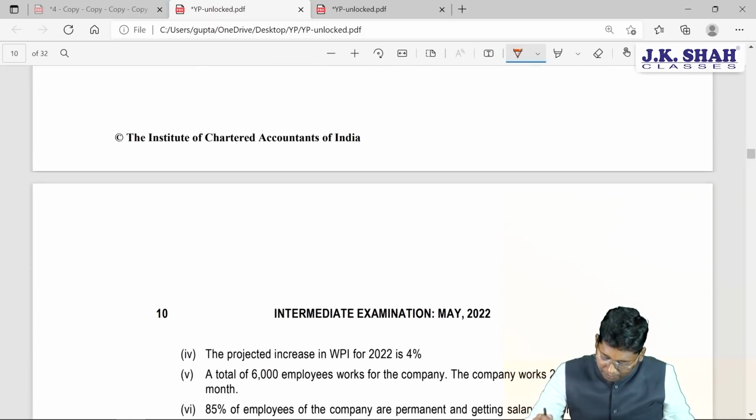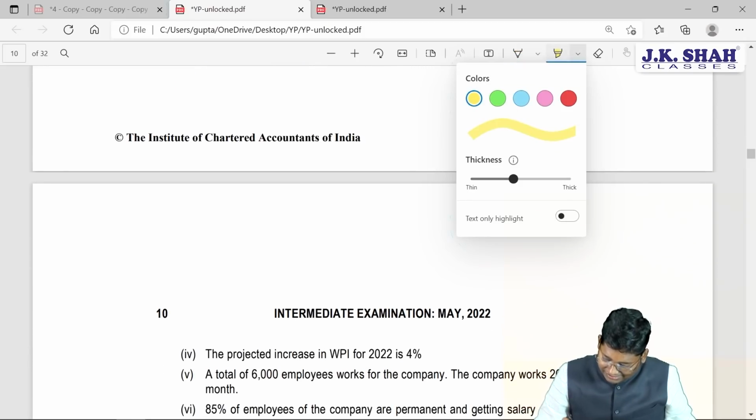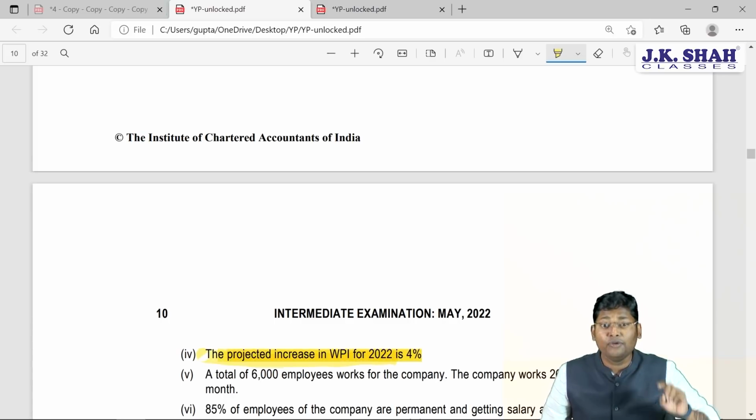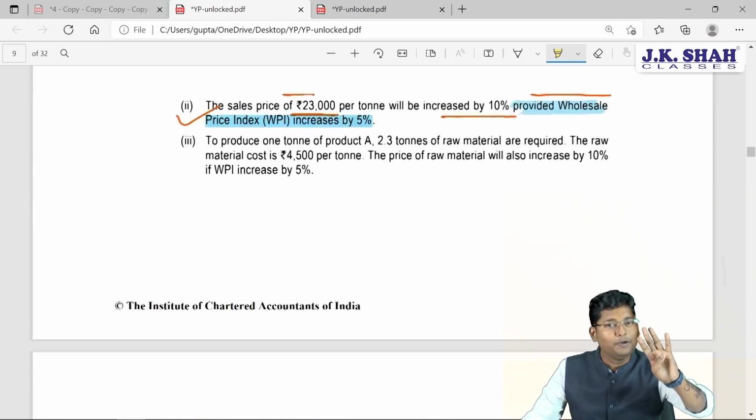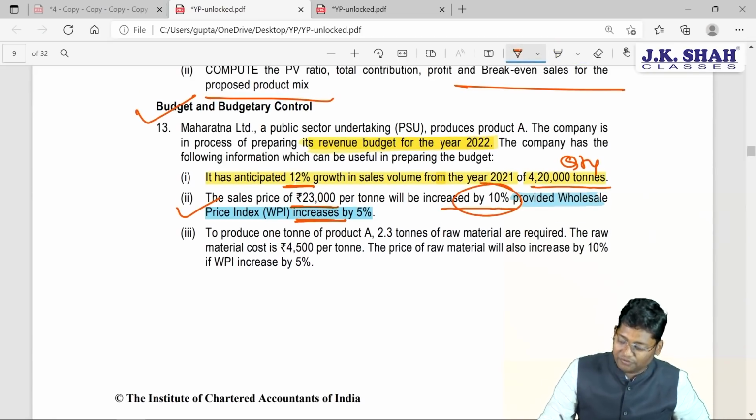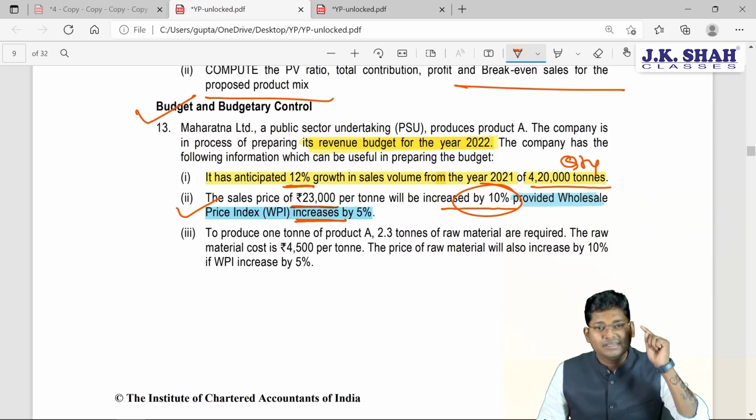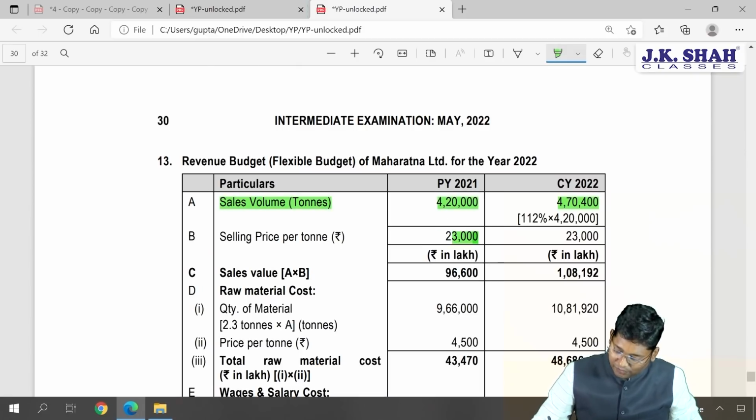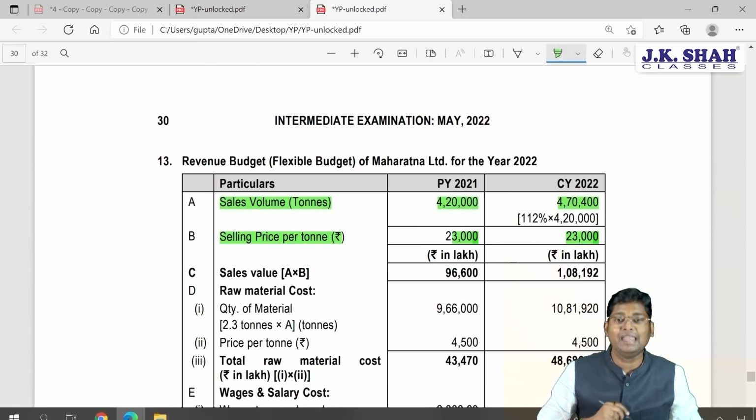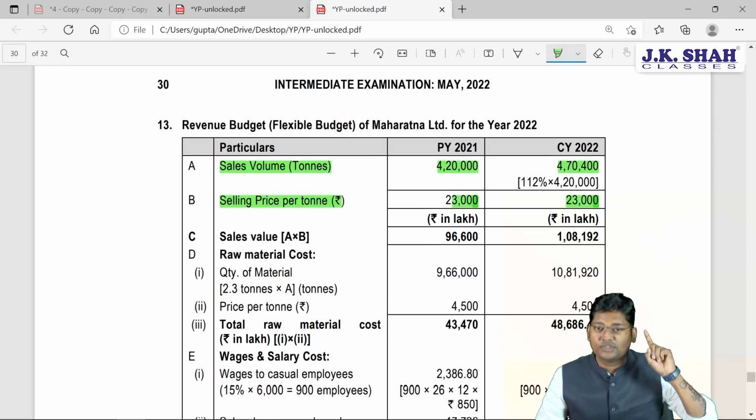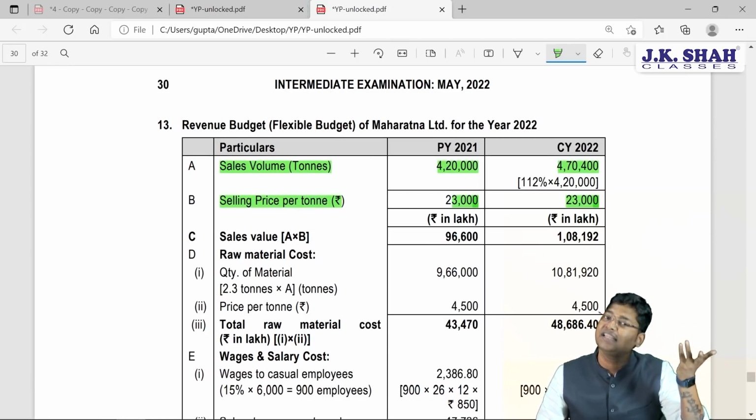Please check point number 4. It clearly states that the projected increase in WPI for 2022 is only 4%. It means your WPI is not increasing by 5%. That's why this change will not happen in future. Your selling price will remain constant, 23,000 in both the periods. You can check here, 23,000, same selling price is taken. Why? Because your WPI has not increased by 5%, it has increased only by 4%. That's why there is no change in the selling price.